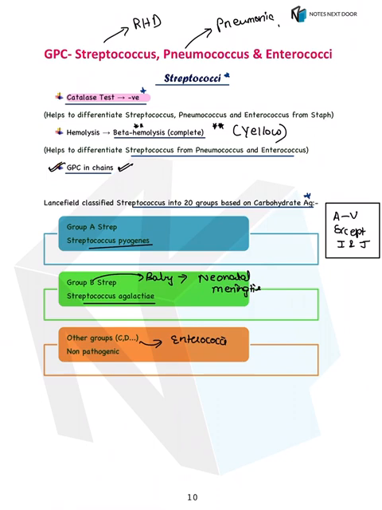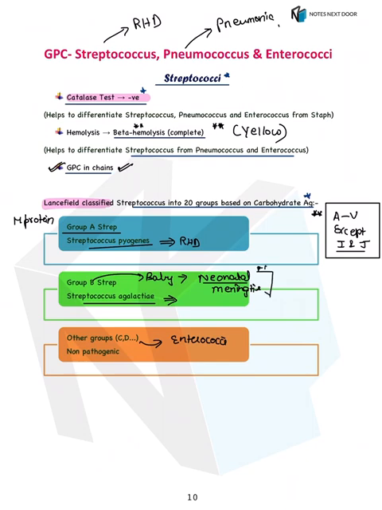Now how is it classified? There is the Lancefield classification. He classified into 20 groups, A to V except I and J, that is 20 groups. So you have group A Streptococcus, which is classified further on the basis of M protein. Group A is known as Streptococcus pyogenes, which causes rheumatic heart disease. B is group B Streptococcus, known as Streptococcus agalactiae, that causes neonatal meningitis.